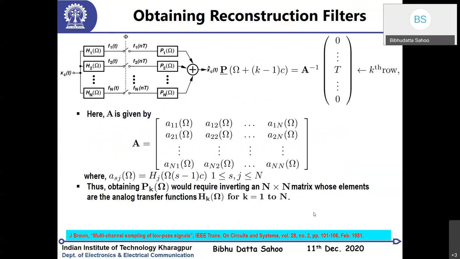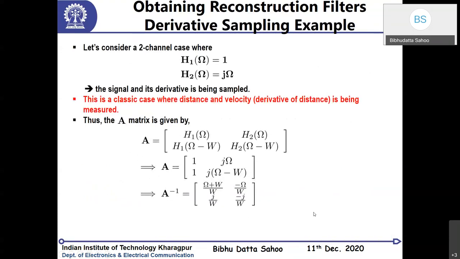So let's look at an example. Let's consider a two-channel case where H1 is equal to 1 and H2(omega) is equal to the derivative of the signal. This is a classic case where distance and velocity are being measured. So in your car, you have the odometer and the speedometer. You can reconstruct the distance by monitoring the odometer and speedometer at half the rate, and perfectly reconstruct both the velocity as well as the distance at the full sample rate.